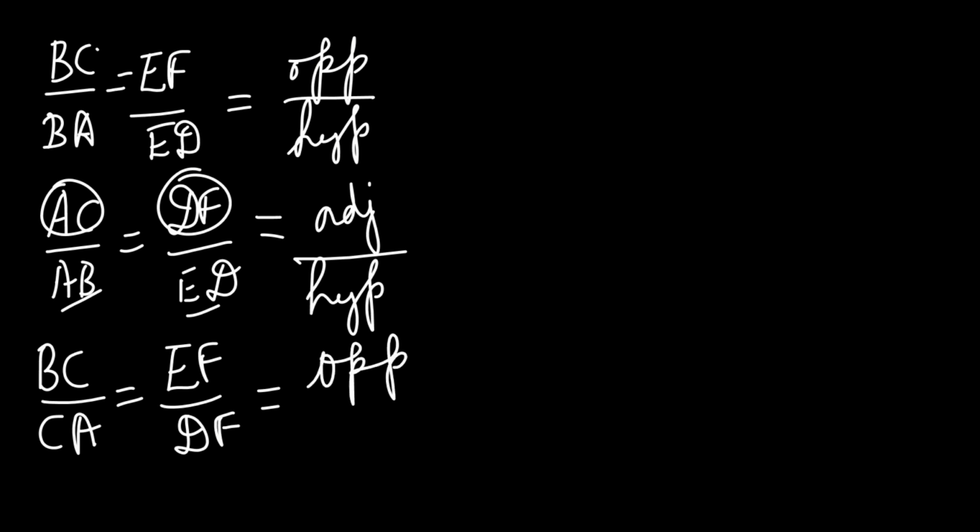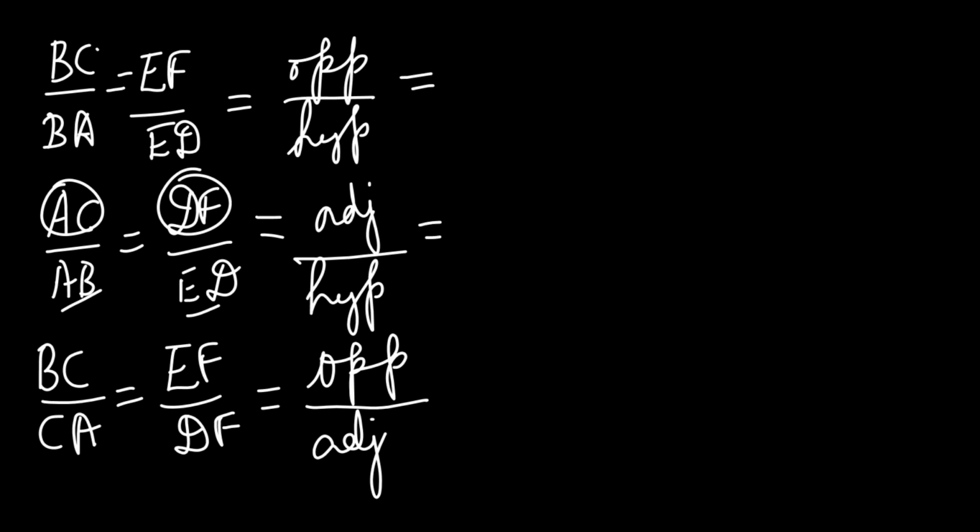And what about CA and DF? We have already written here. CA and DF are the adjacent sides. So what will all this lead to? The ratio of the opposite to hypotenuse is going to be the same for the two triangles because one of the angles is theta, isn't it? So this is how we have concluded.